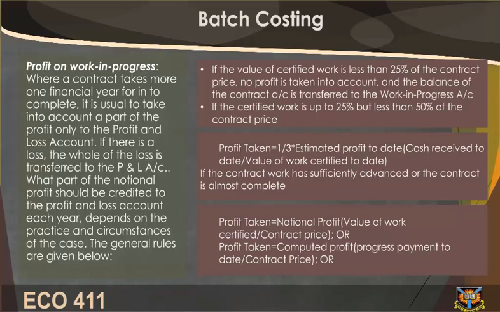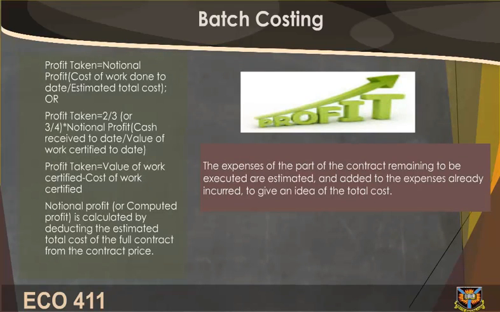If the contract work has sufficiently advanced or the contract is almost complete, profit taken is equal to notional profit, or computed profit. Notional profit or computed profit is calculated by deducting the estimated total cost of the full contract from the contract price. The expenses of the remaining parts of the contract to be executed are estimated and added to the expenses already incurred to give an idea of the total cost.